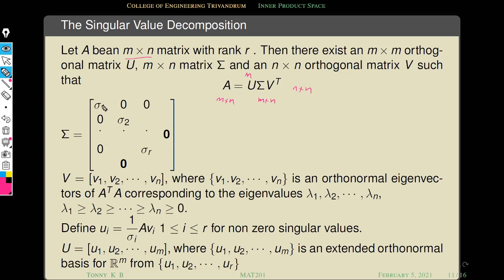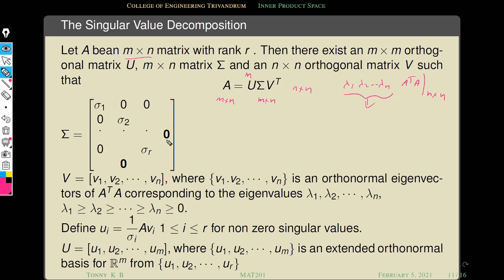First we have to find the eigenvalues, then the singular values. So first we find the eigenvalues lambda 1, lambda 2, etc., lambda n of A transpose A. Since A has order m by n, the order of A transpose is n by m. So n by m into m by n, ultimately its order is n by n. So it has n eigenvalues. Corresponding to these n eigenvalues, we can define its singular values.